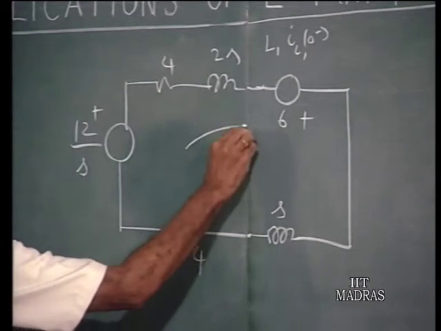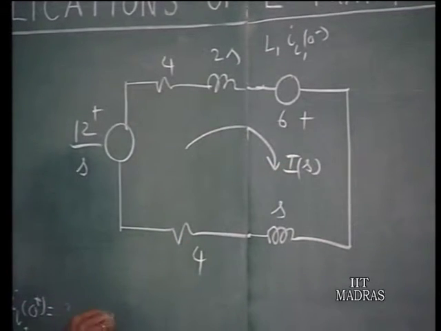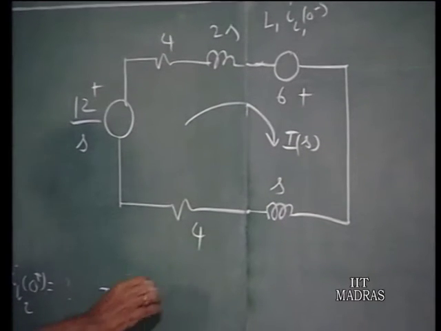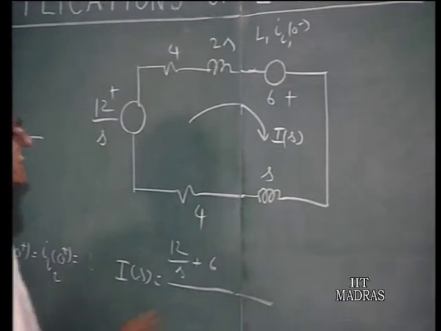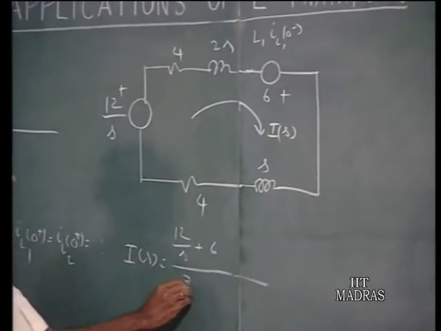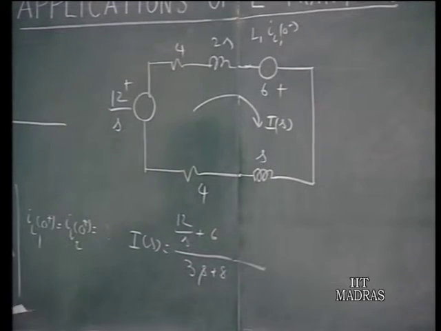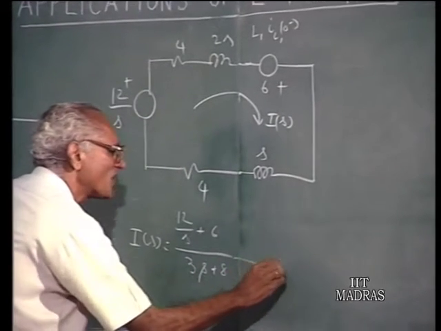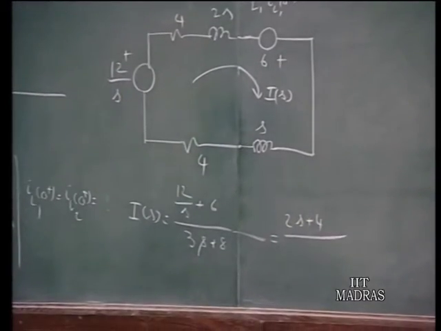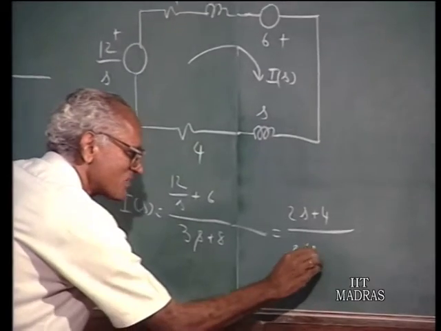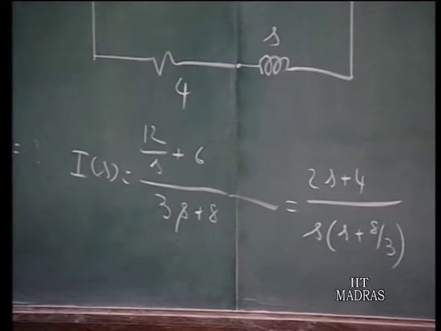So, what is the current here? This is a very simple circuit. So I of s will be 12 by s plus 6, divided by 3s plus 8. That is what you have. So this will be 2s plus 4. You simplify this, you get 2s plus 4 times s plus 8 by 3.